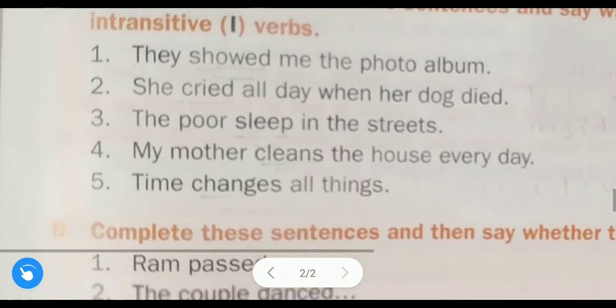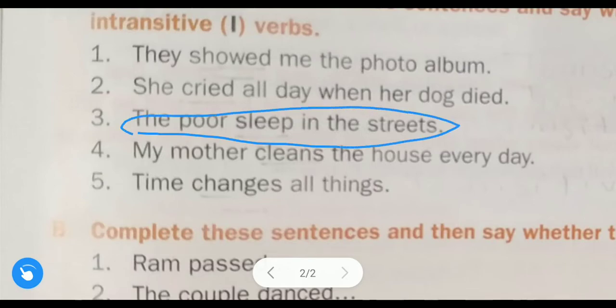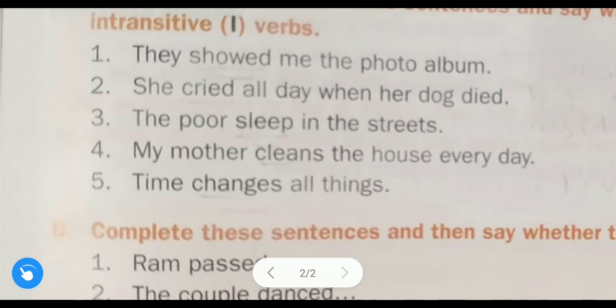Okay, let us take one more example. See, the next example is the poor sleep in the streets.